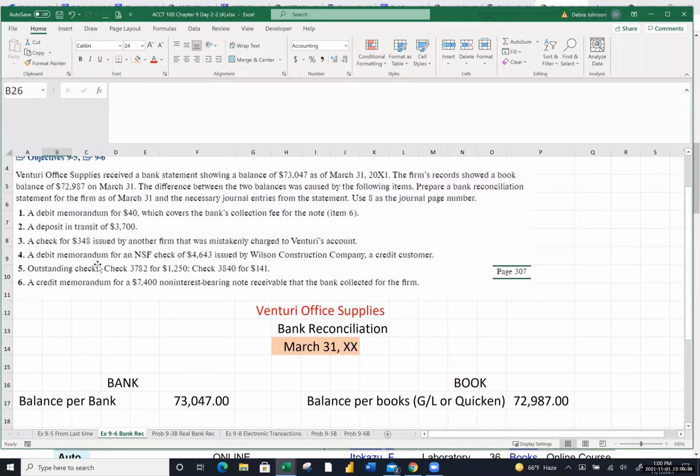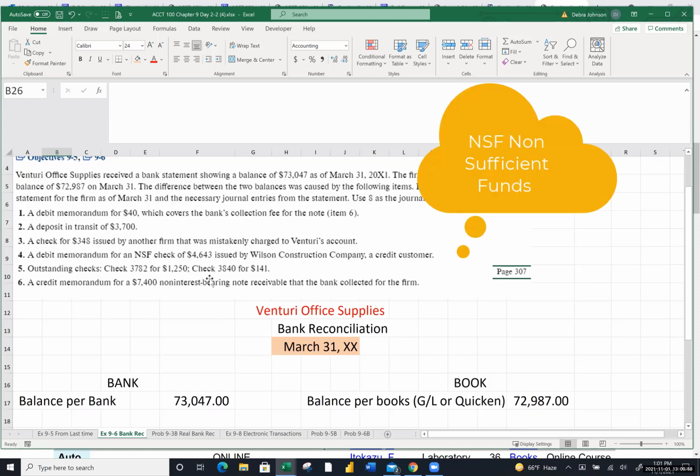Number 4 says a debit memo. Okay, stop. Debits and credits are different. For banks, that means before I even read any further, they're taking money out of our account. For what? For an NSF check, which was issued to us from our customer. So that's a check that we received. We put it in our account from a customer, and now we find out that it bounced. Okay, that would be killer.